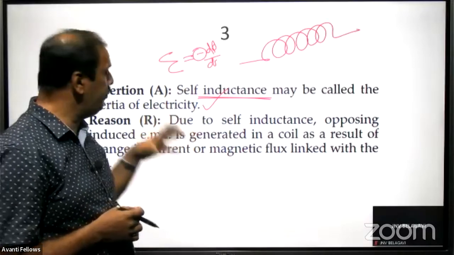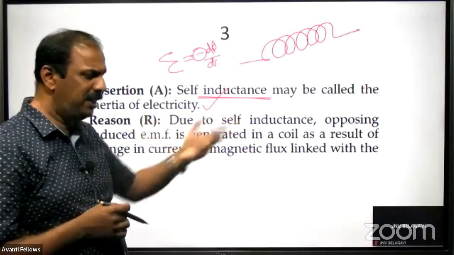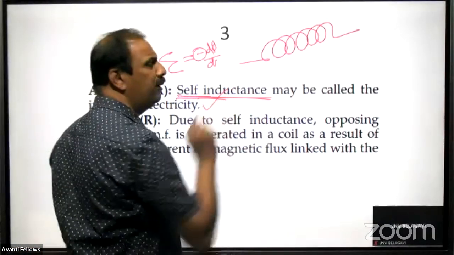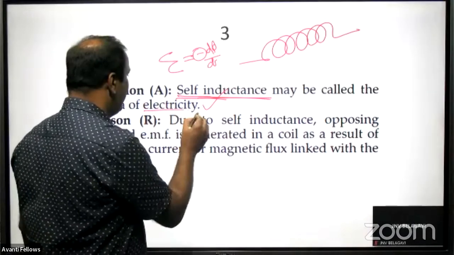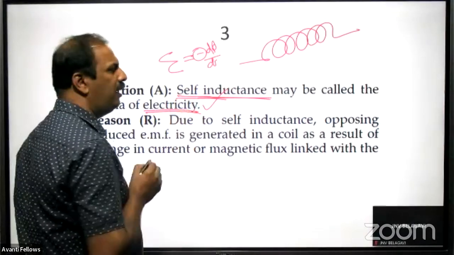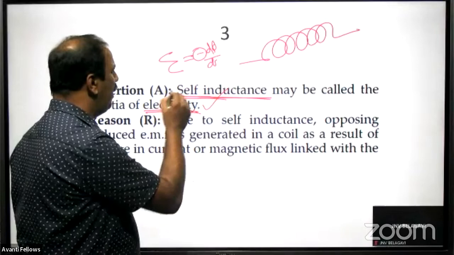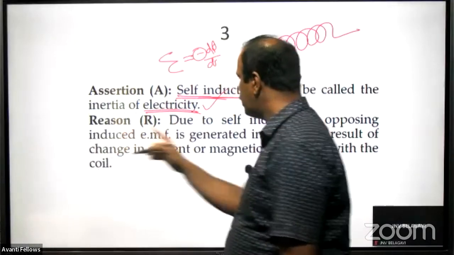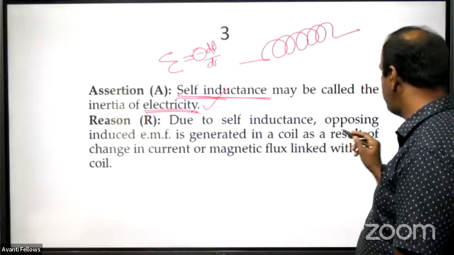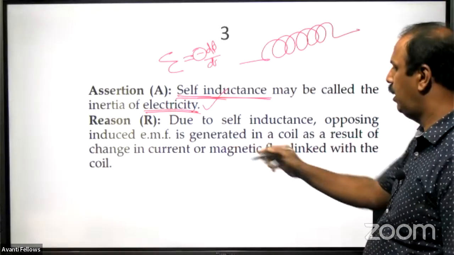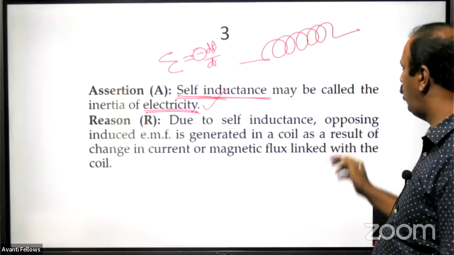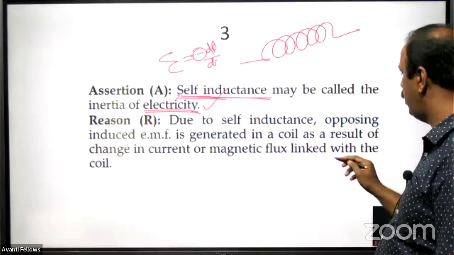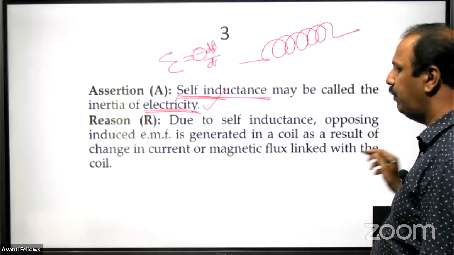That is the point we are discussing in the question, but as a theory part you should also remember that the self-inductance plays the role of inertia in electricity. That is, in mechanics we have inertia, and in electricity we have self-inductance. So this part is true. The reason is, due to the self-inductance, an opposing induced EMF is generated in the coil as a result of change in current or the magnetic flux linked with the coil.